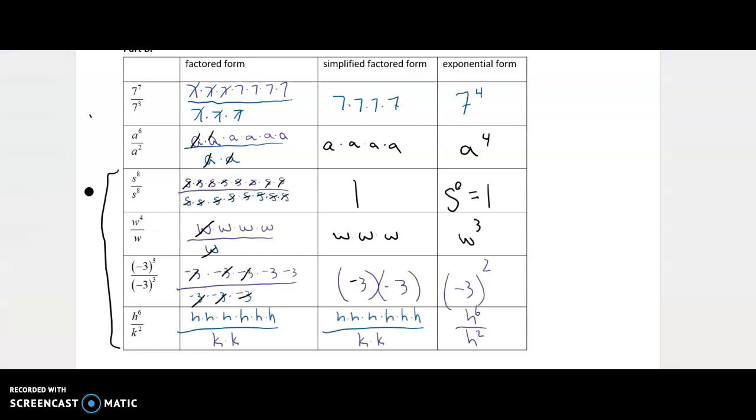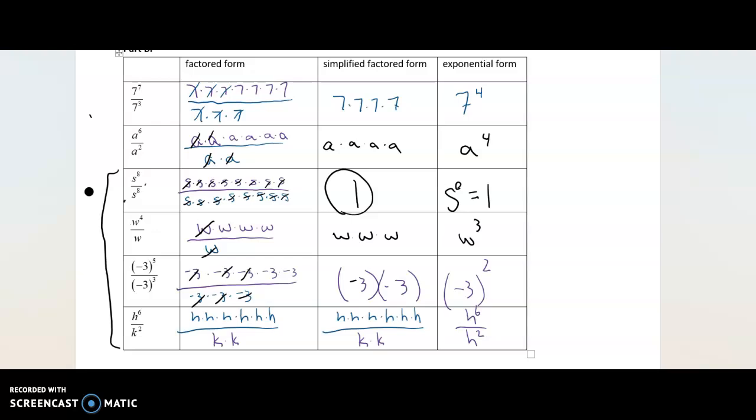All right, you should have your table filled out. You should see with s to the 8 over s to the 8, that's the same factor in the top and the bottom. And s to the 8 is just a number. So any number over itself is equal to 1. So s to the 8 over s to the 8 is equal to 1. Remember that anything to the 0 exponent is equal to 1. So that simplifies to s to the 0 equals 1.